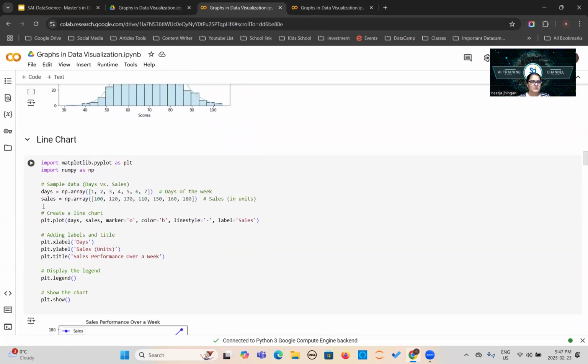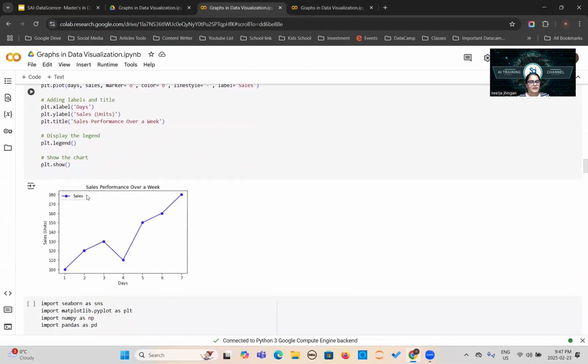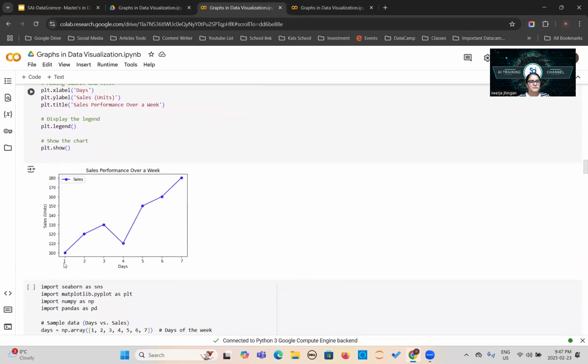Again we are creating the dummy data using the days and sales, how many sales are done in this day. We are using the numpy and then we are plotting. Look at this, on the first day how many sales were done? 100. And then on the day 2 how many sales done? 120. So it is going up, the trend is showing up right now.